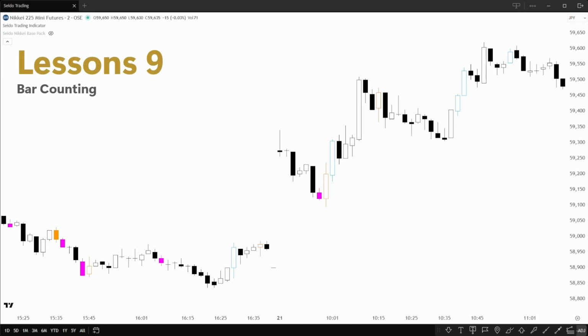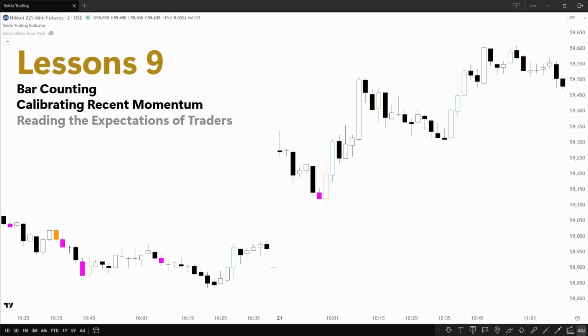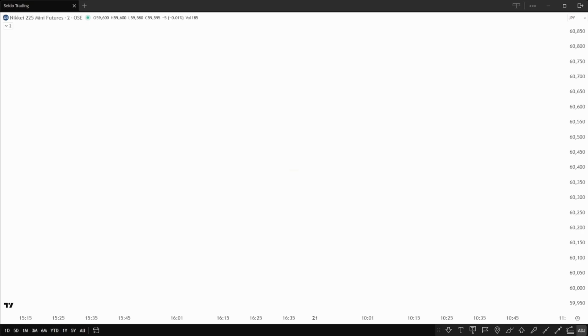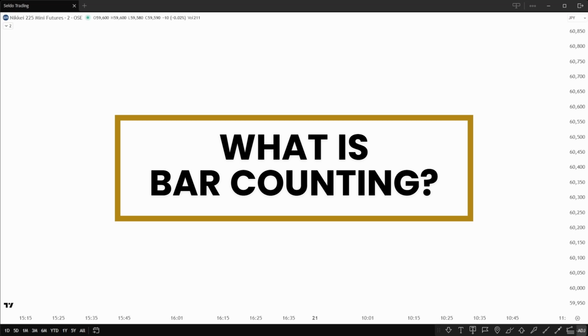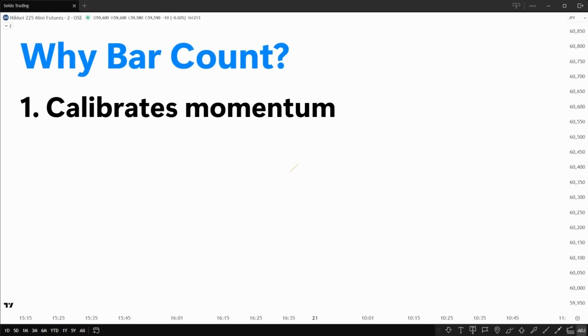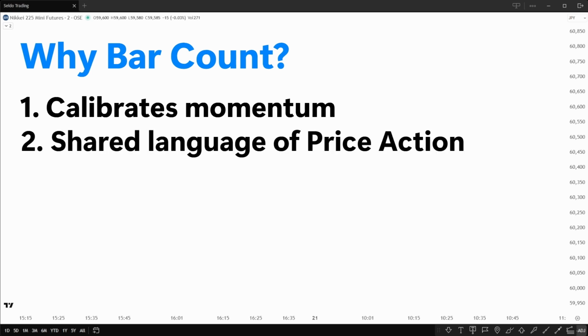This lesson is about bar counting, a method of calibrating the strength of recent momentum and reading the expectations of market participants. Bar counting is useful for two things: calibrating the strength of recent momentum and reading the eagerness of market participants to push price in a given direction. It gives traders a shared language for discussing price action. When two traders are looking at the same chart, bar counting gives them a precise way to describe exactly what they're seeing.